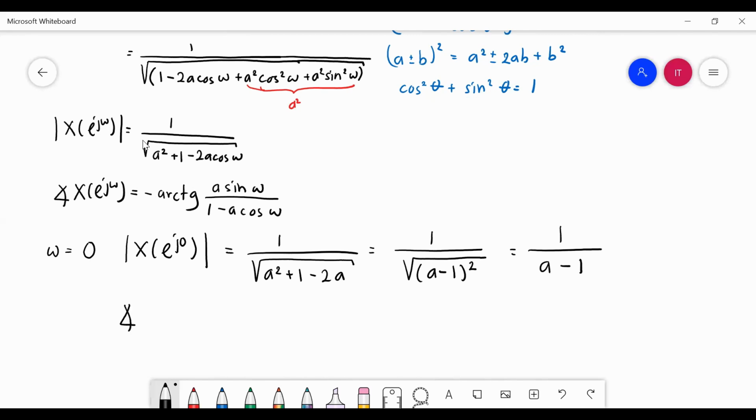And for the angle, sin of 0 is 0 and 1 minus a, which is equal to 0. So now we have our value at a certain frequency.